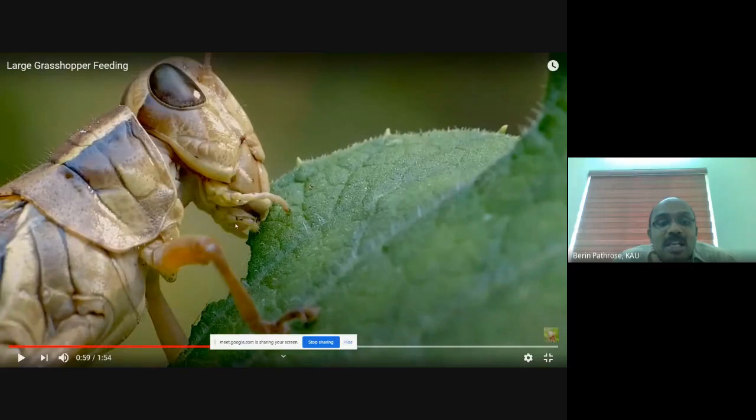Now the labium is extremely clear. 1, 2, and 3 are the labial palpi. This is the labium, ventral part. This is completely fused together. So this will be the postmentum, this will be the prementum. Here, if you see it over here, this will be the cardo, and this will be the stipes. So this is how the structure looks.